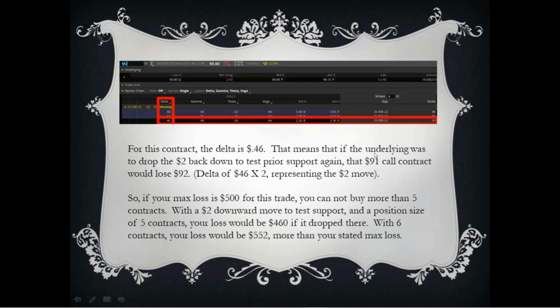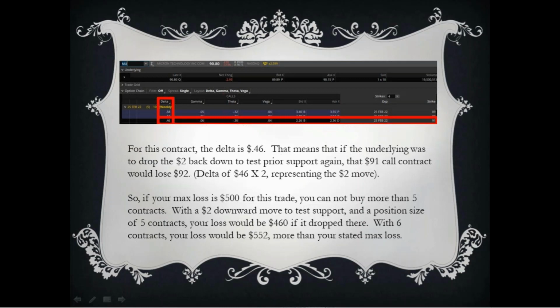So going back to the example, if the underlying was to drop $2 back down to test that support area again, that $91 call contract would lose $92, right? So your delta is 46. That's per dollar of the underlying move. So if the underlying is going to move $2, you're going to times that delta by 2. So 46 times 2 is 92.